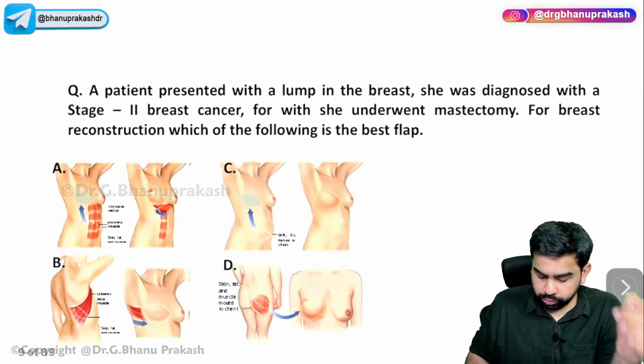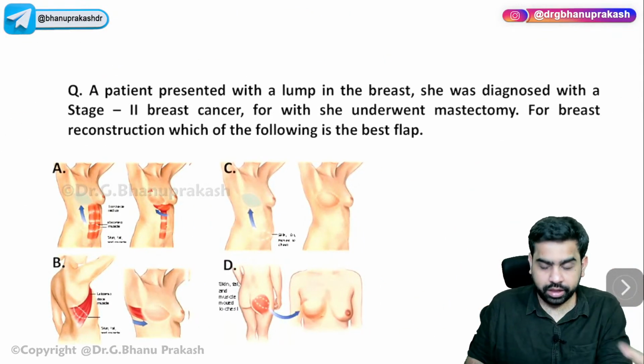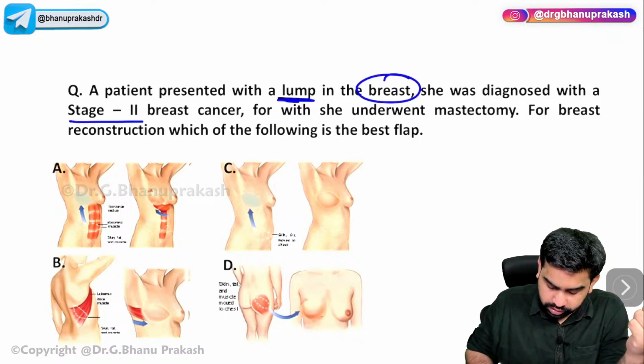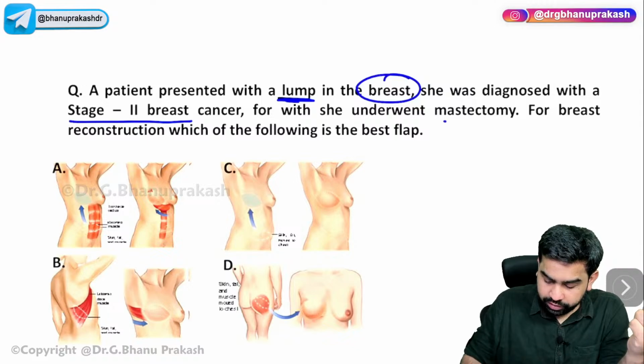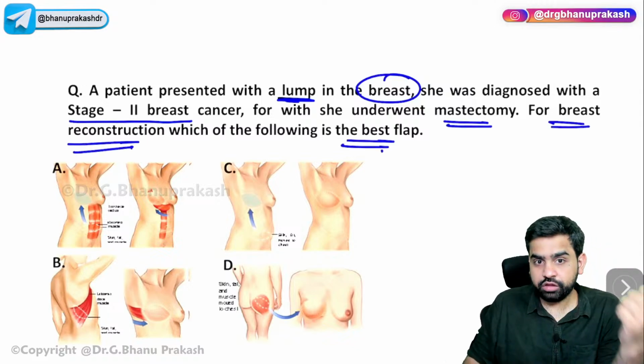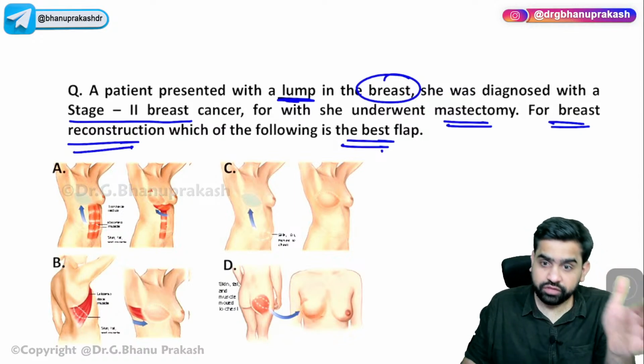Okay, now let's move on to the next question. Please tell me the answer. A patient presented with a lump in the breast and she was diagnosed with stage 2 breast cancer. Now she underwent a mastectomy and breast reconstruction. Which of the following is the best flap out of these four?